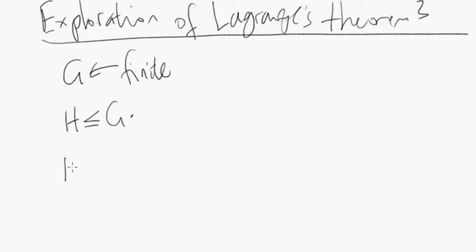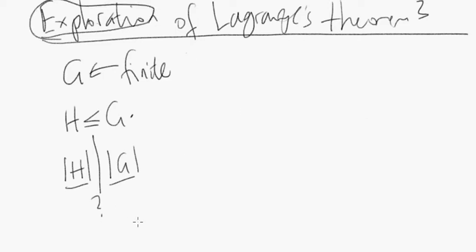Now, what's the relationship between the cardinality of H, or the order of H, and the order of G? In particular, does the order of H divide the order of G? That's the question. Is this true? Well, we're not sure yet, and that's why we're calling it an exploration. We're trying to figure out if this is true or not.